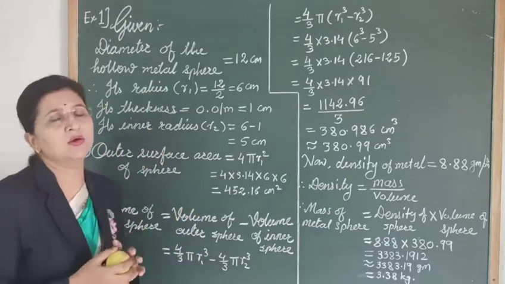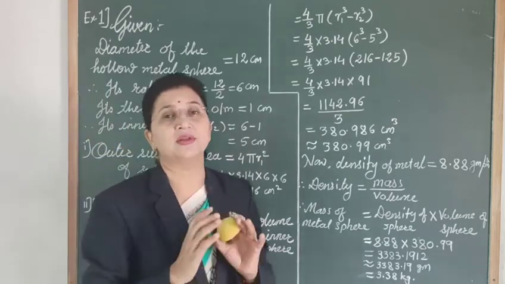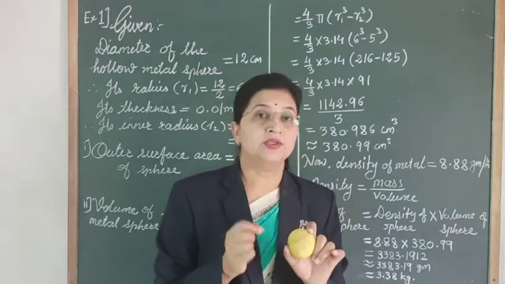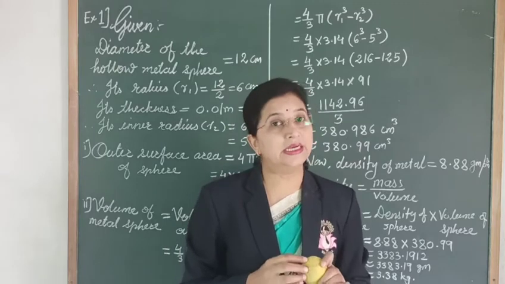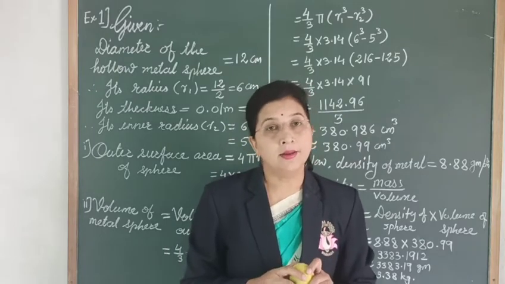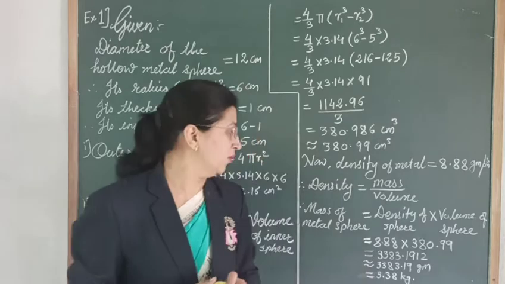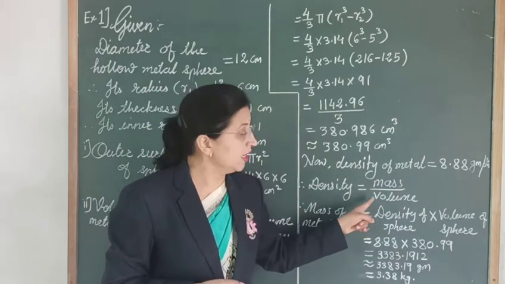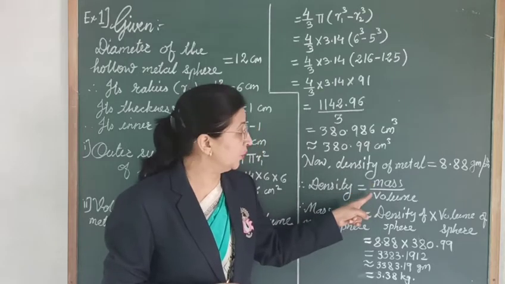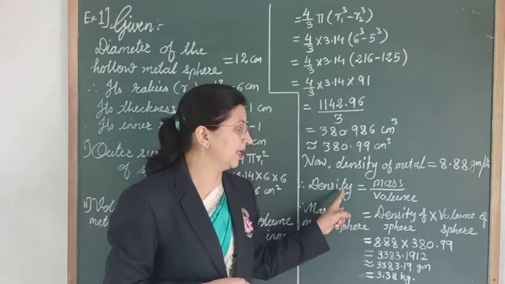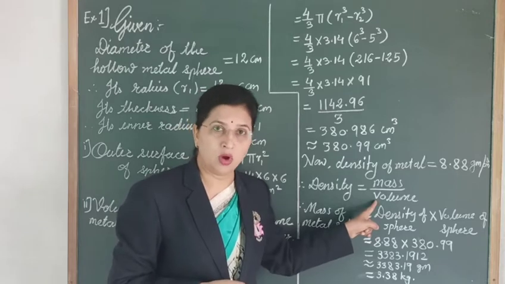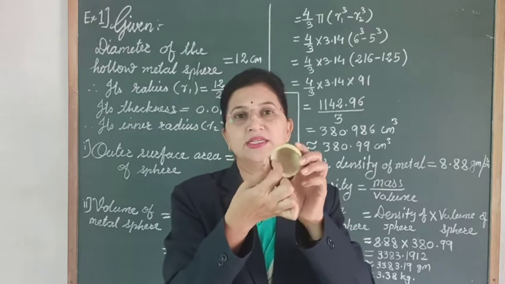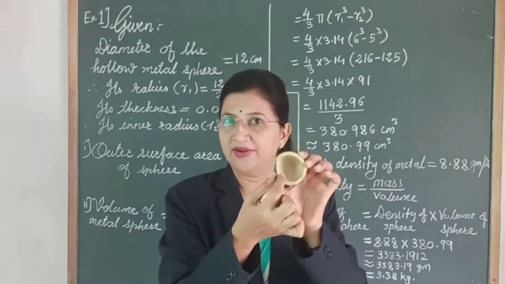Okay. Now our next task is to find the mass of the sphere. Dear students, here we are given the density, and we have to find the mass. We know the formula that density is equal to mass upon volume. So to get the mass, we should know the volume. Density is already given in the question. Volume means how much metal we needed to make this sphere, that we have to find.